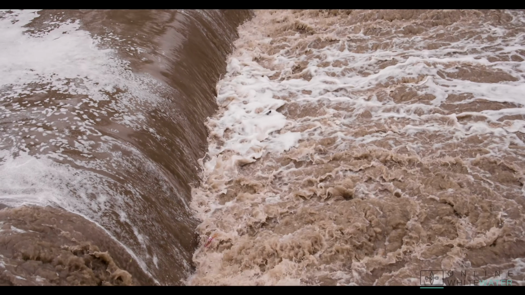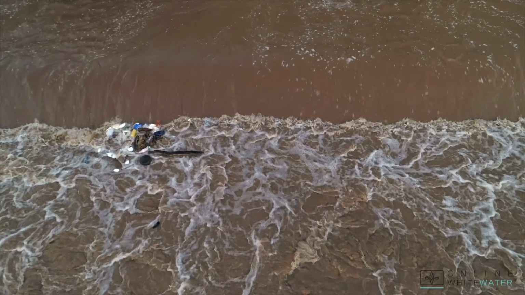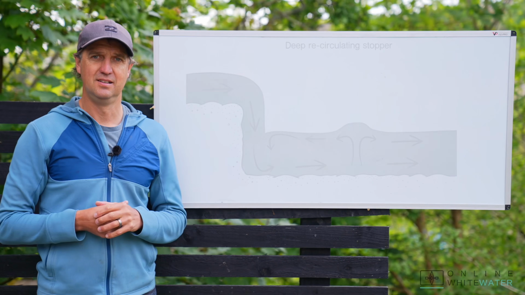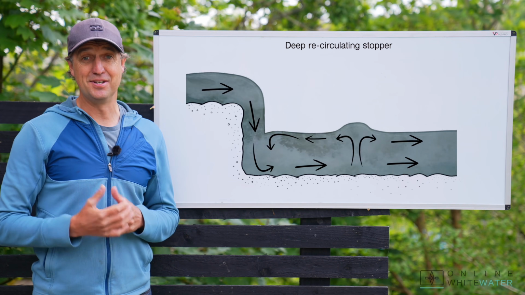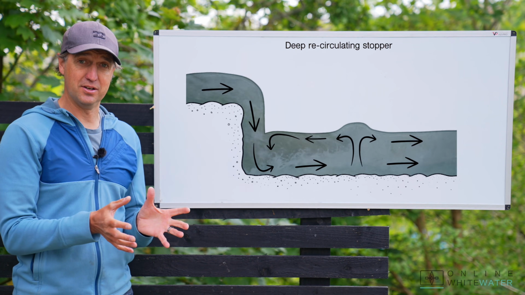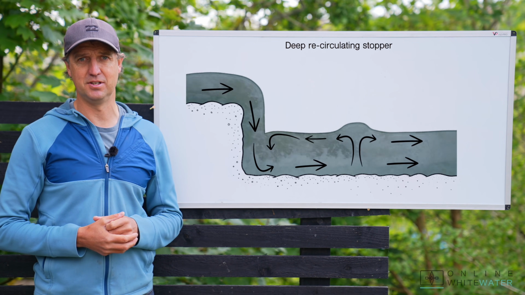So let's start off by looking at the difference between deep recirculating stoppers and surface stoppers. So let's now have a look at a deep recirculating stopper. These are quite hard to understand what's going on when you look at them from the side of the river. So what we're going to do is look at a cross section of a textbook example of a deep recirculating stopper.